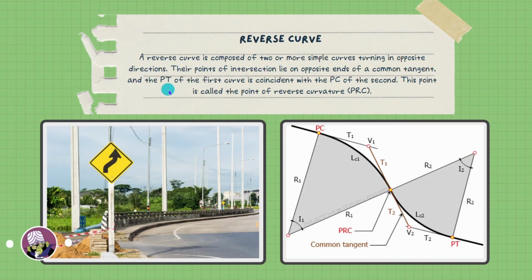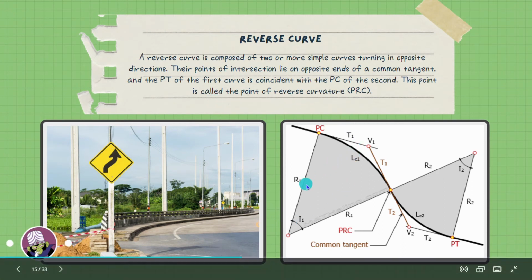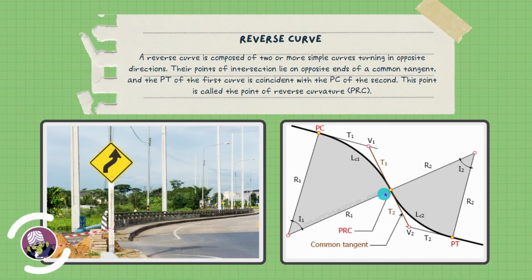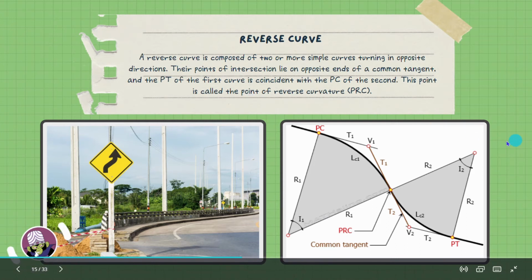So this is the reverse curve. A reverse curve is composed of two or more simple curves turning in opposite directions. Their points of intersection lie on the opposite ends of a common tangent, and the PT of the first curve is incident with the PC of the second. This point is called the point of reverse curvature. So as you can see here, these are the two curves, the curve here and the curve here. The point where they meet is called the PRC or the point of reverse curvature.